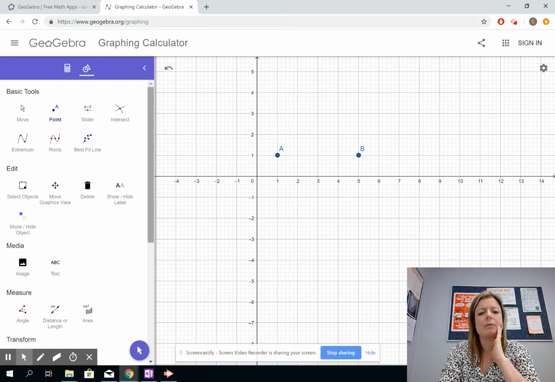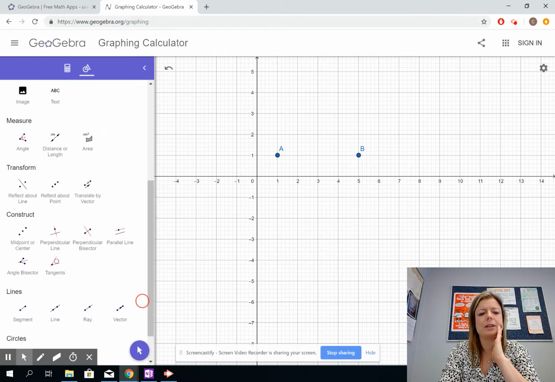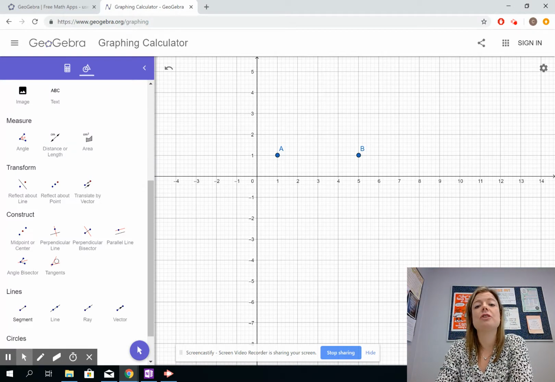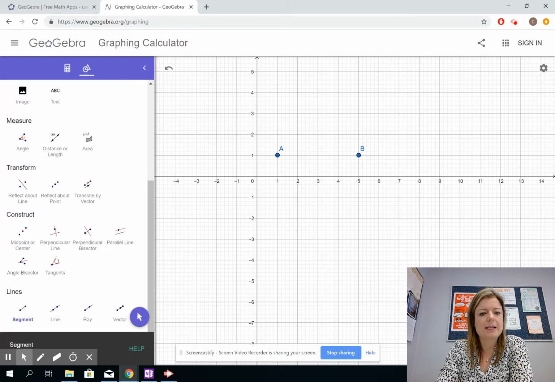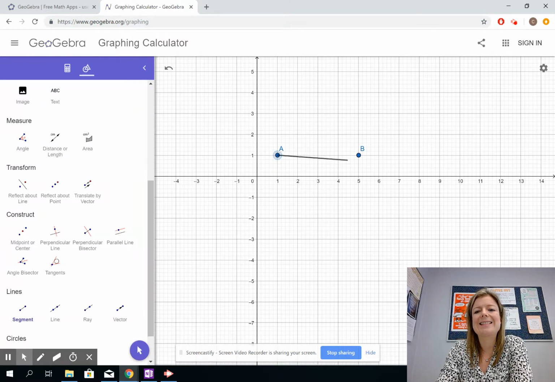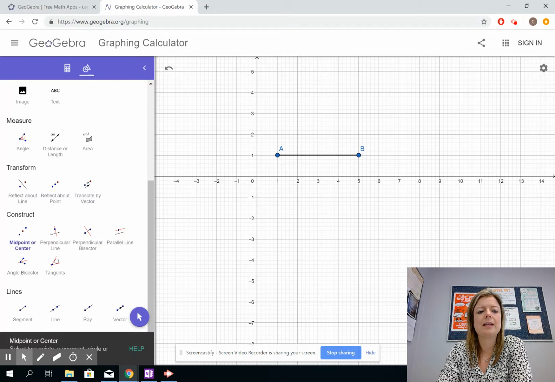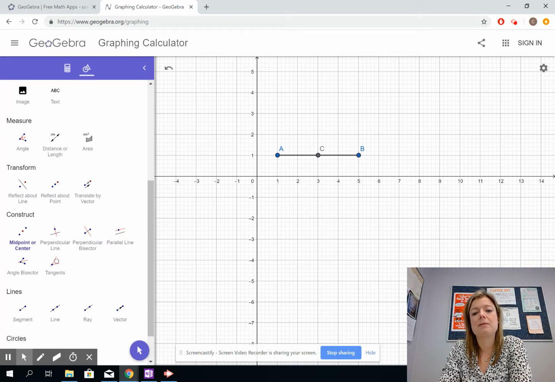Now I'm going to scroll down to lines and pick segment. So the difference between a line and a line segment is that a segment just connects 2 points, whereas a line continues infinitely. In this case, we just want a line segment. Now notice here it says midpoint or center. So we can click midpoint and click on the line and it will give us our midpoint.